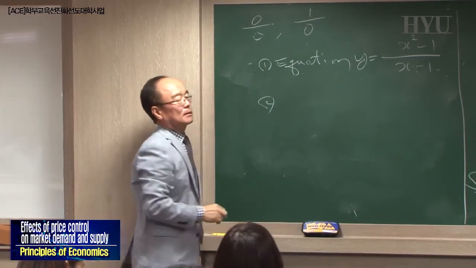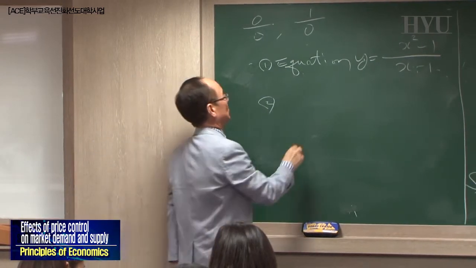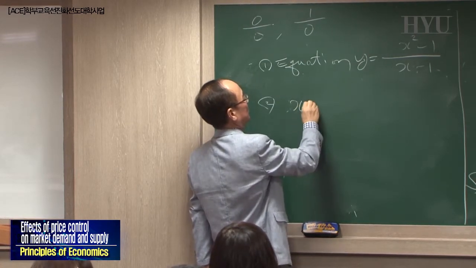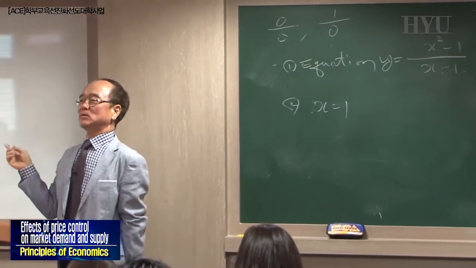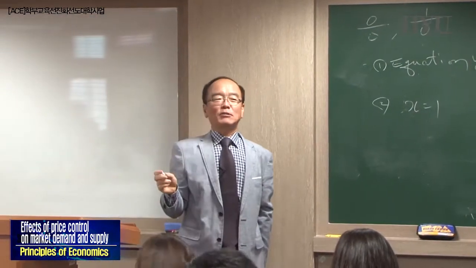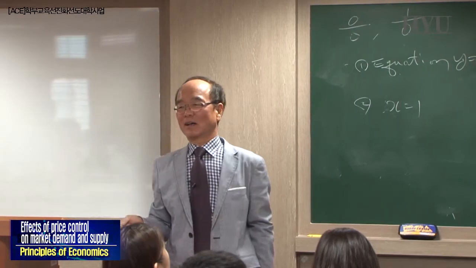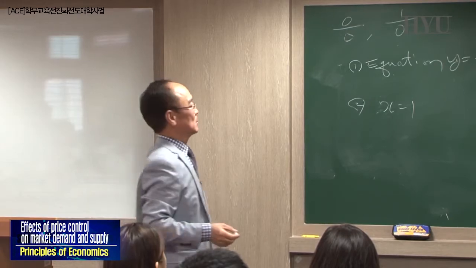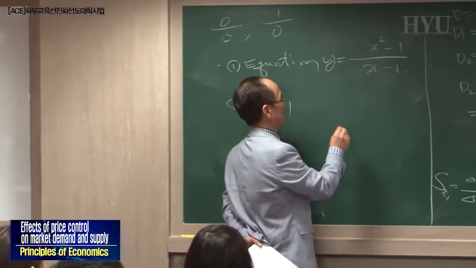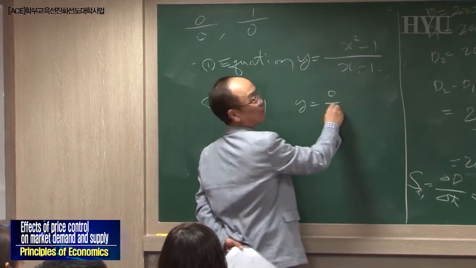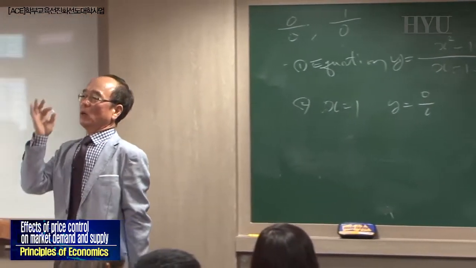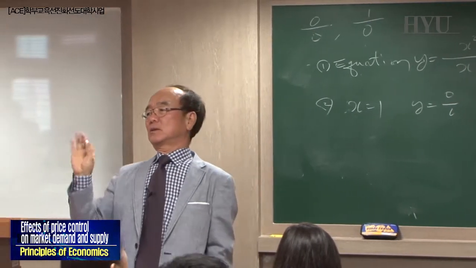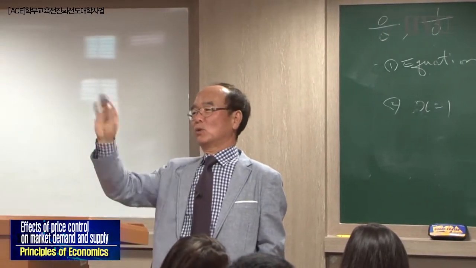Then we want to ask: what if x is 1? When x is 1, what will be our sales revenue? Oh, it's not defined. It's because y equals 0 over 0, which is nothing. Here, when x is 1, it's undefined. We don't know what that is.